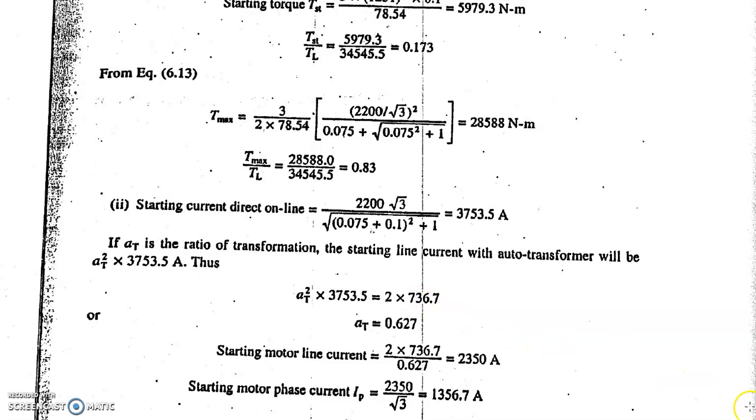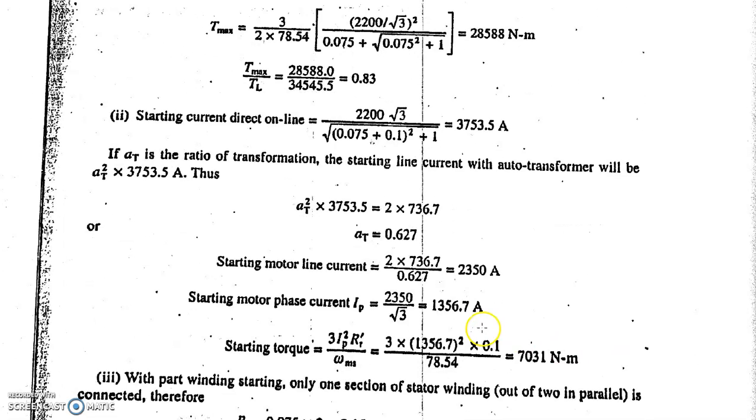When we calculate the number of turns a, then the starting line current can be twice the rated current, which is already given in the question, divided by the number of turns, 2350 ampere. So the phase current can be divided by root 3, and the starting torque can be calculated by the same formula.